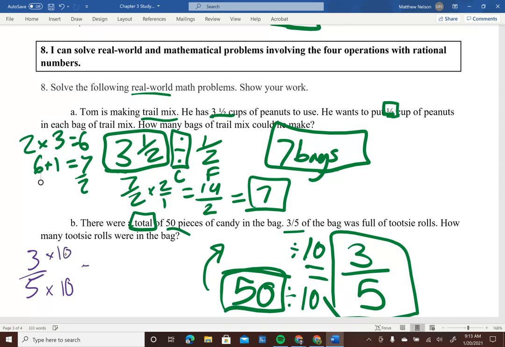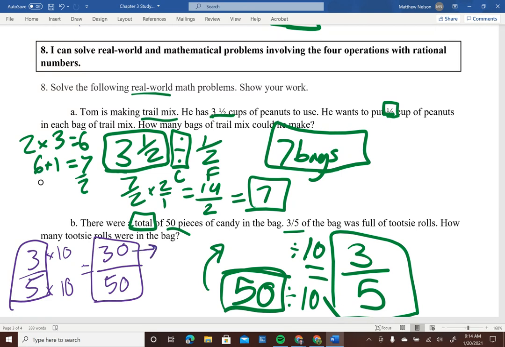3/5 multiplied by 10 equals 50 on the bottom, obviously. And 3 times 10 on top would be 30. So these are equivalent fractions or ratios, which means 30 Tootsie Rolls are in the bag.